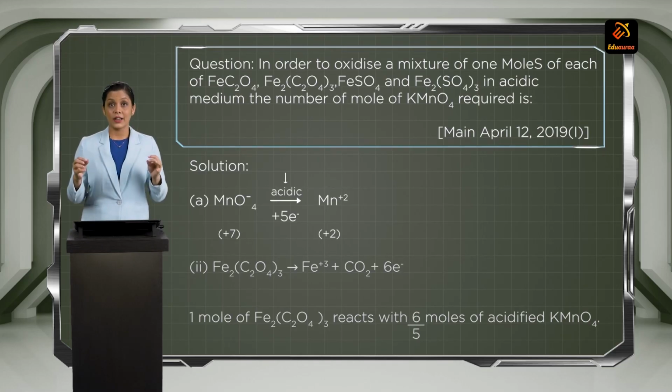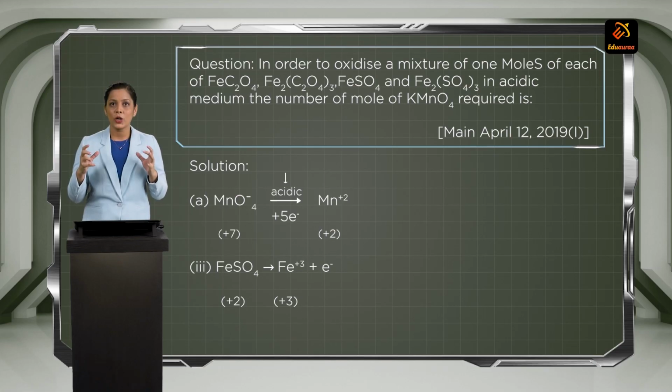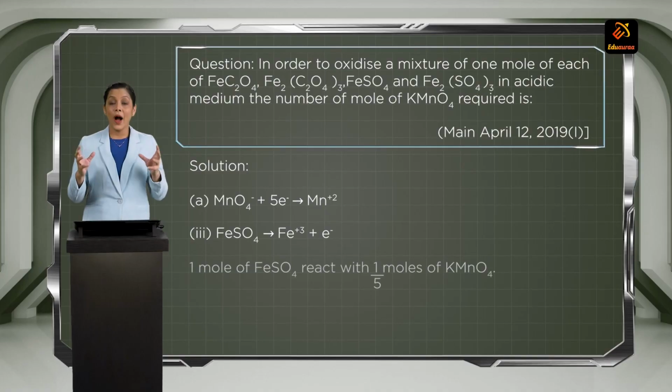Third compound, that is FeSO4, wherein Fe is in +2, which gets oxidized to +3. So, it loses 1 electron. FeSO4 loses a total of 1 electron. So, 1 mole of FeSO4 reacts with 1 by 5 moles of KMnO4.